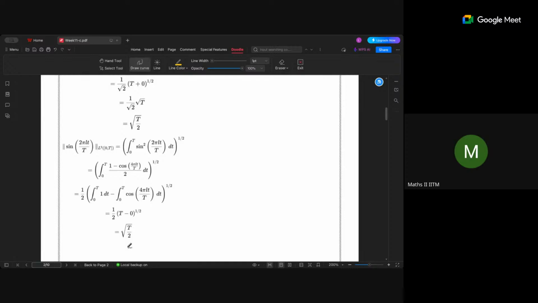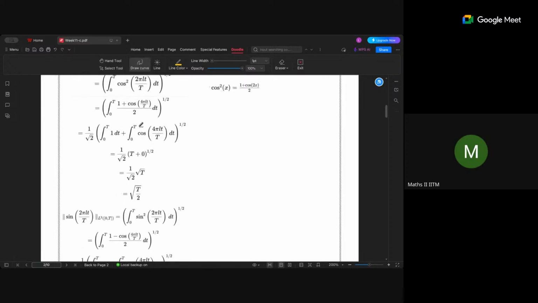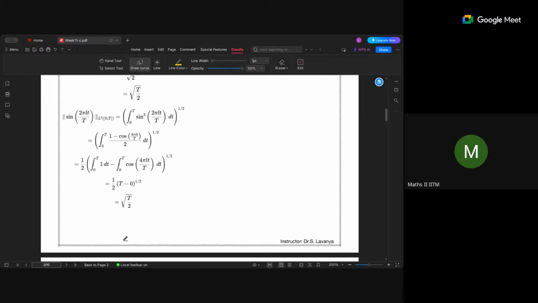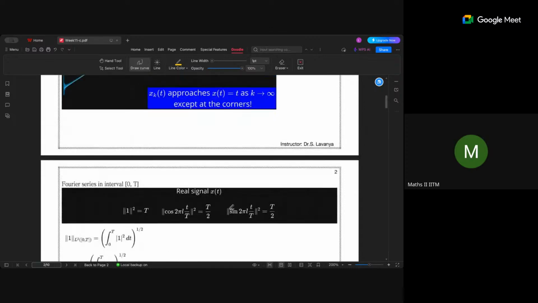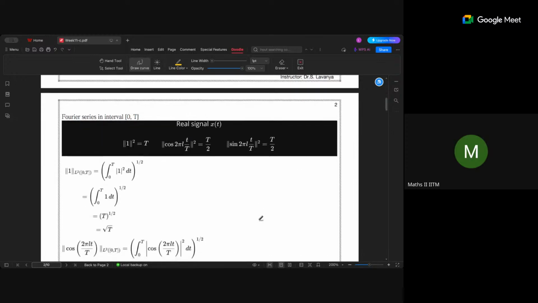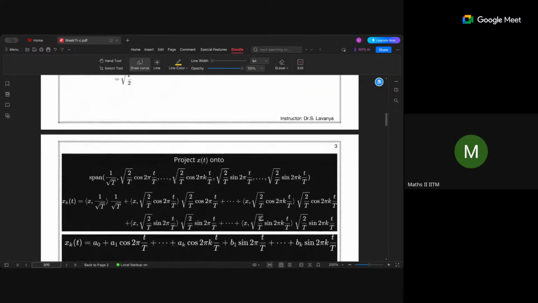Okay, fine. So here you have 1 plus cos and here you have 1 minus cos. That's all the difference. Okay, so in both the cases you are getting the value to be T by 2. So all the norms, how we got the norms we have seen. So the next part is that now we have to project x of t onto this. How did we get this?